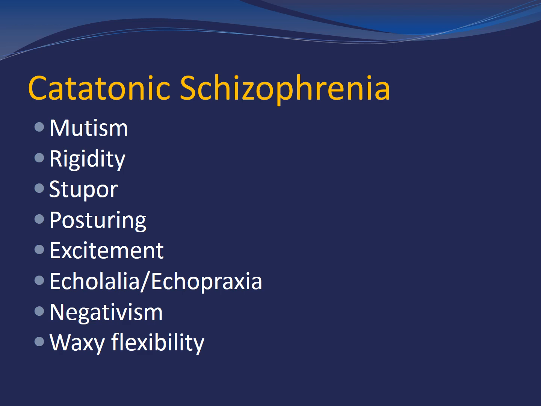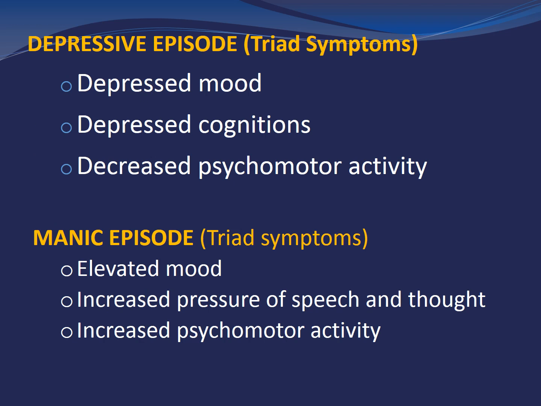Now, the catatonic schizophrenia, the sign and symptoms are mutism, rigidity, stupor, posturing, excitement, echolalia or echopraxia, negativism, and waxy flexibility. Triad symptoms of depression are depressed mood, depressed cognitions, decreased psychomotor activity. However, in manic episode, elevated mood, increased pressure of speech and thought, and increased psychomotor activity are the triad symptoms.